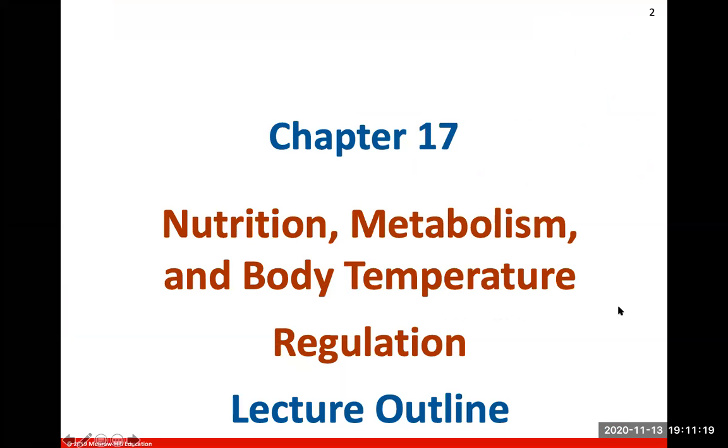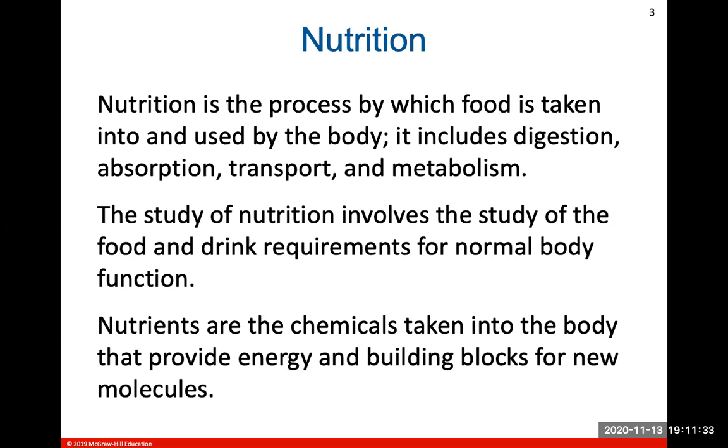Hi guys, and this is chapter 17, the last chapter before your next lecture exam. And this is a really interesting chapter on nutrition and metabolism, how your body breaks down the food we eat and turns it into energy, and also body temperature regulation.